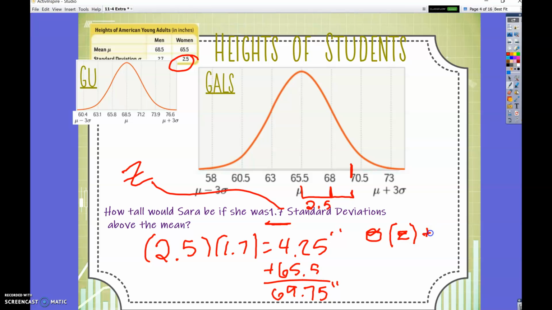Then we would always add on the mean, and remember, mean has a symbol of mu. That will give us x. X stands for the actual height. So this is one formula you could look at to find an actual data piece if you know the standard deviation of the person and in general plus the mean.